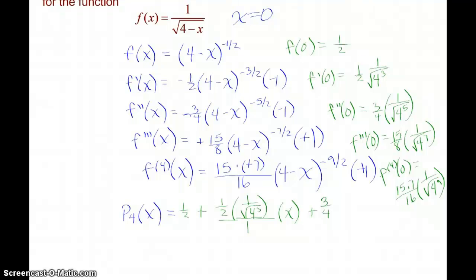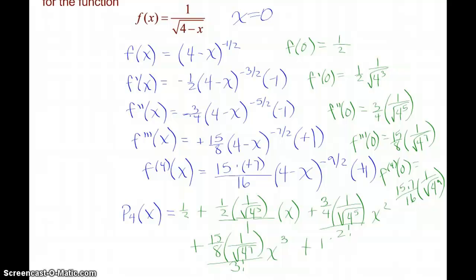Plus 3/4, 1 over the square root of 4 to the 5th, sorry, that's over 2 factorial times x squared. I'm trying to hurry because we have one more example, and I really want to get it done in this video. If you have questions, then we could go from there. All of that, this is the third derivative, goes over 3 factorial, x minus 0 cubed. And finally, 15 times 7, all over 16, 1 over the square root of 4 to the 9th. That's my fourth derivative, all over 4 factorial, x minus 0 to the 4th. So there's p sub 4.